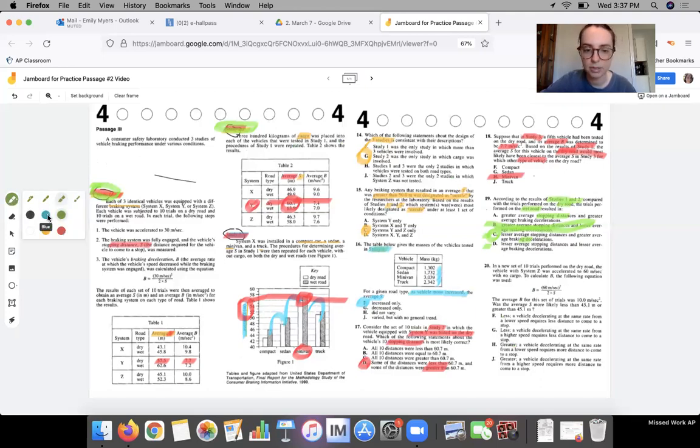Let's go back to blue. Okay, 20. In a new set of 10 trials performed on dry, the vehicle with system Z was accelerated to 60 meters per second. So it's going a lot faster. Because they tell us here it was going 30, so it's going twice as fast. And they're asking, the average B for this set was 10. The average S was going to be more or less than 45.